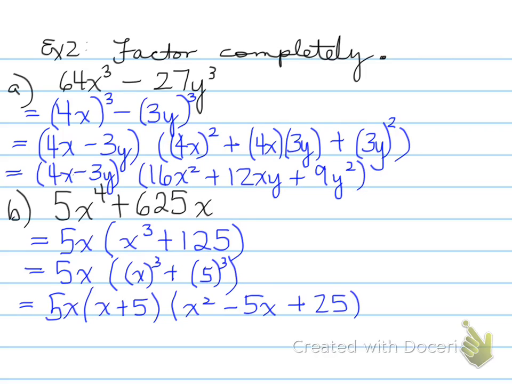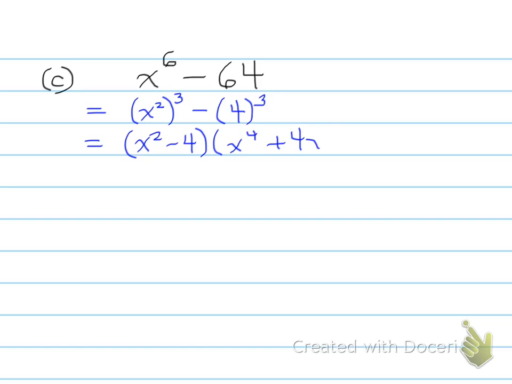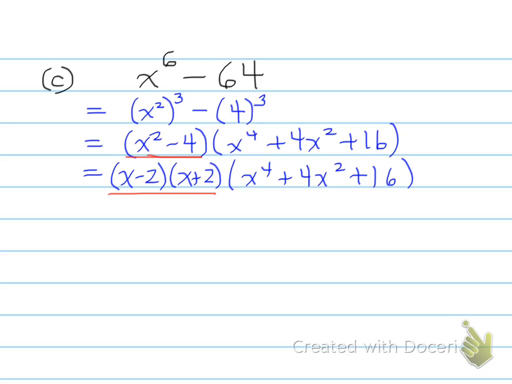Alright, let's try another one. Part C. x to the 6 minus 64. This is a difference of cubes. It will be x squared all cubed minus 4 all cubed. So now we can use the difference of cubes rule. There's the difference. But lo and behold, guys, this is not the end of it. This is not the final answer. Why? Because this is continuously factorable. x squared minus 4 can be factored into x minus 2, x plus 2, and then the remaining part.